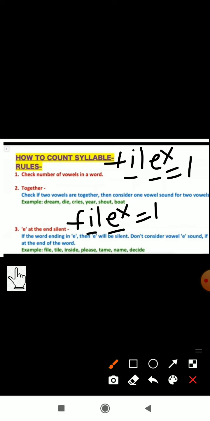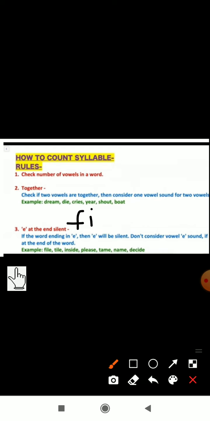Like inside, please. See here, inside and please. I will explain. Inside. Now, I-N-S-I-D-E, inside. Check the first rule. Count the number of vowels in the word. A, E, I, O, U. Find out.